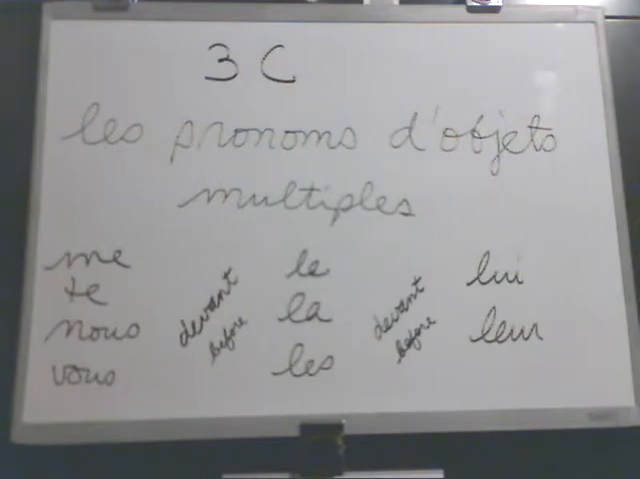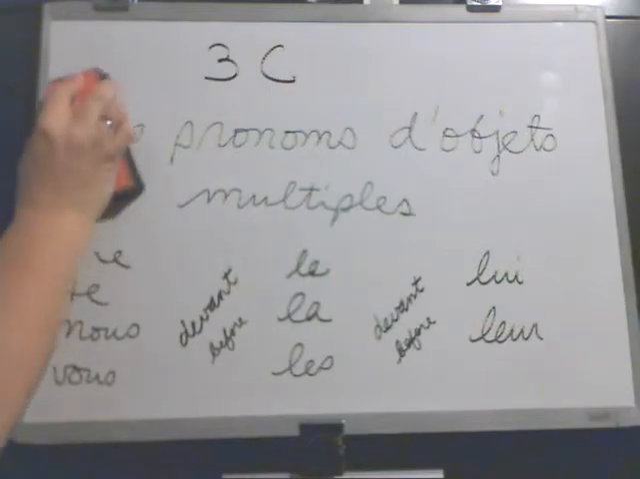And whenever we want to replace multiple objects with multiple pronouns, there's a certain order that we have to put them in the sentence. And that order is here. Me, te, nous, vous devant, which means before. Le, la, les devant lui, leur. If you get that in your mind, me, te, nous, vous devant le, la, les devant lui, leur, you'll be set. When you put the pronouns into the sentence, the subject will be here, your pronouns in this order will be here, and your verb will be here.